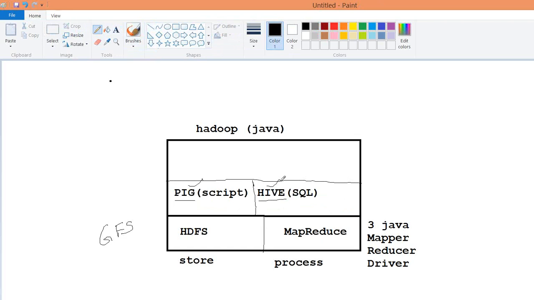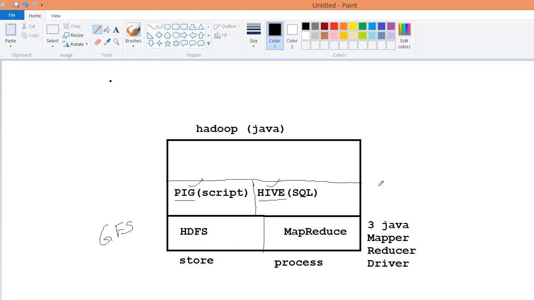Pig and Hive are derived from Facebook and Yahoo. Pig is from Yahoo and Hive is from Facebook. They implemented these tools for their own internal purpose. After that, they donated them to the Hadoop ecosystem, that means the Apache group, which integrated them with the Hadoop box. Then we can call it an ecosystem. Ecosystem is nothing but sub-projects of Hadoop. These HDFS, MapReduce, Pig and Hive can be called the Hadoop ecosystem.